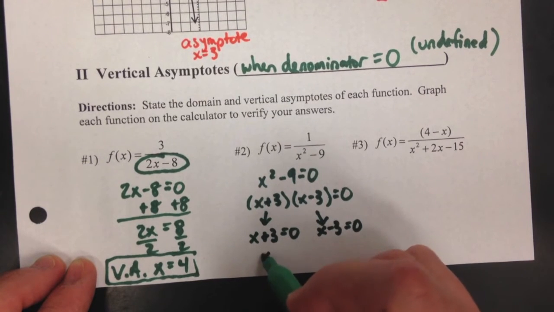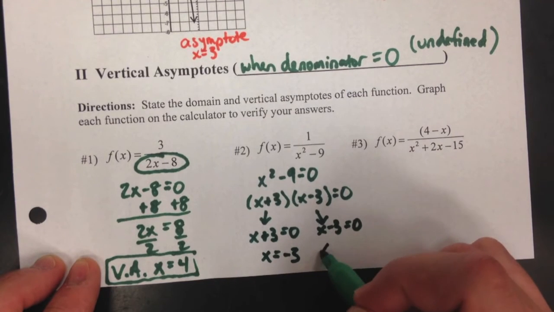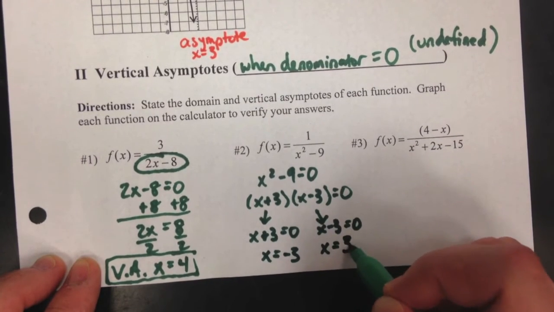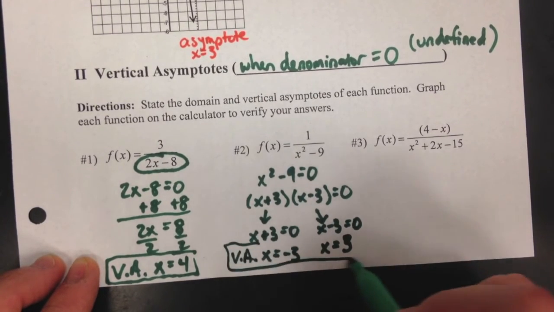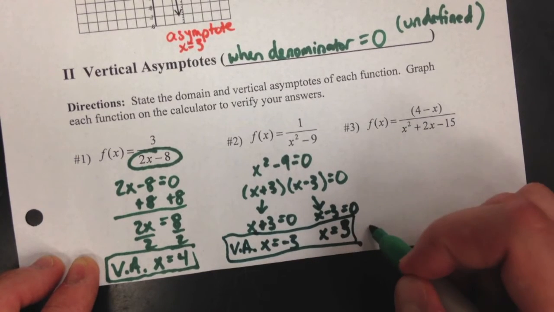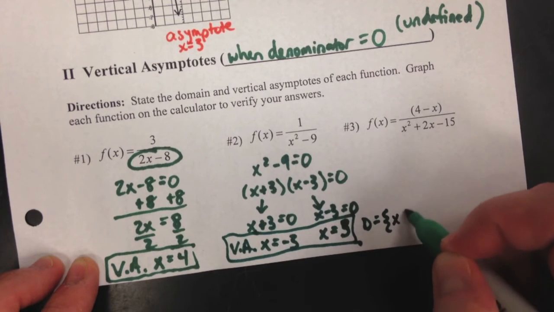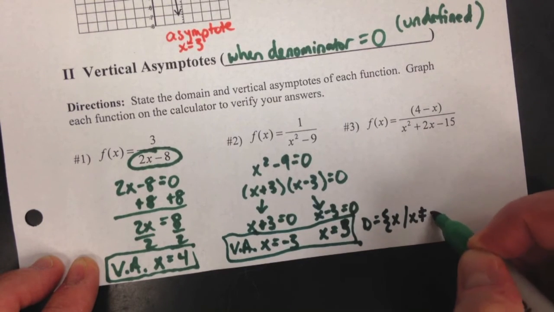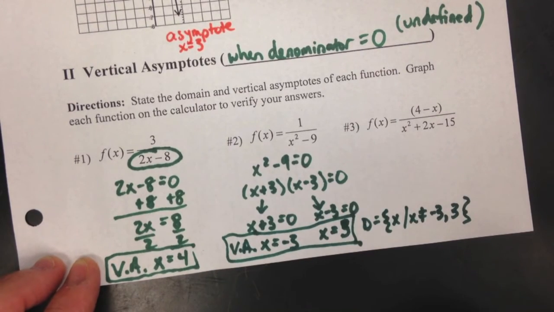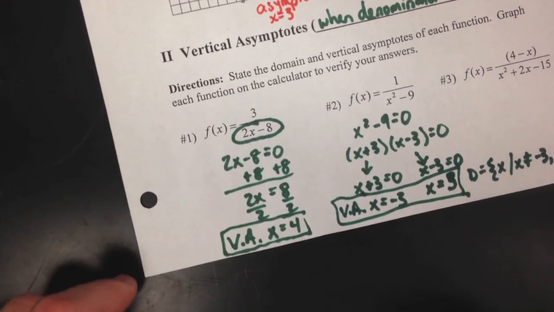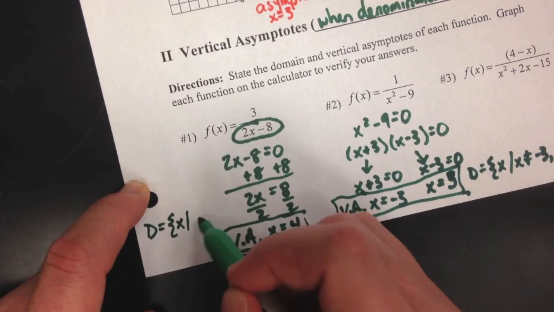We'll go minus 3 on both sides. x equals negative 3. Here we'll go add 3 to both sides. We get x is equal to positive 3. So we'll have vertical asymptotes in these places right here. If I want to write the domain, what I can actually say is D equals the set of real numbers, the set of x's such that x is not equal to negative 3 or positive 3. For number 1, I can go back and write that the domain is the set of x's such that x is not equal to 4.